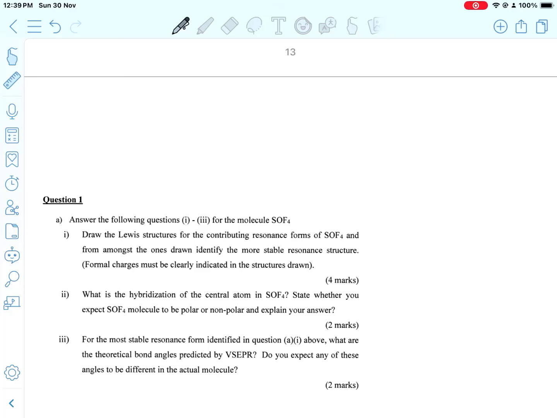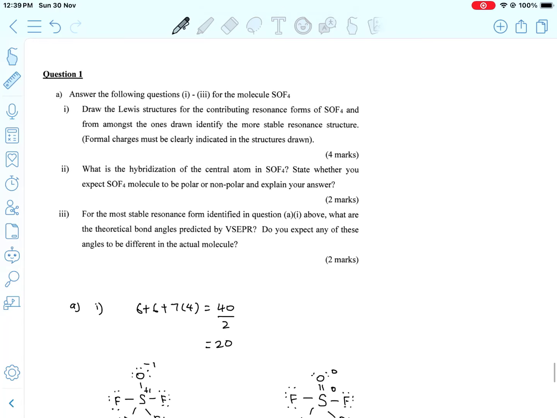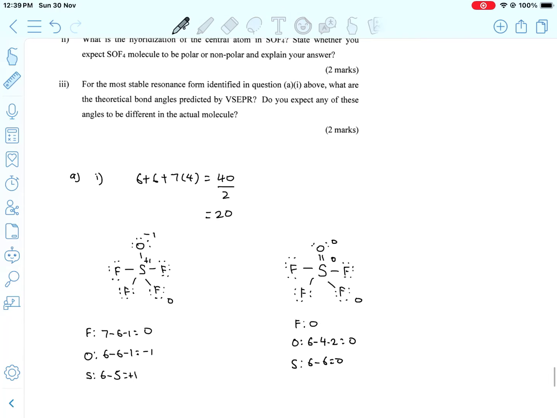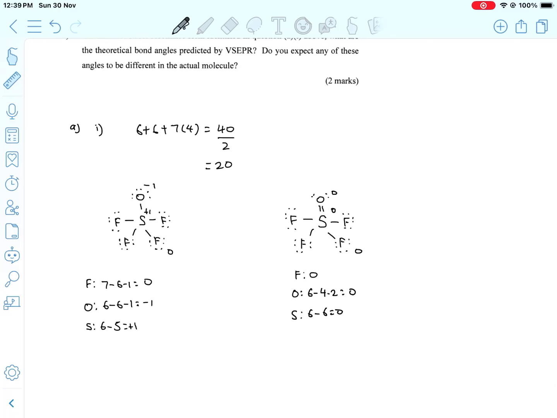Okay, so this is the 2023 paper, and for this paper, I'll be going a bit faster because yesterday's video was 20 minutes long. So for question 1, part A, it asks us to draw the Lewis structure for the SO4. So we should already know how to draw this from yesterday's video, we already covered most of it.